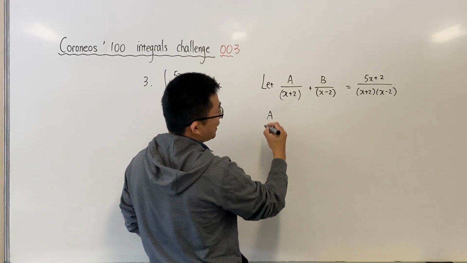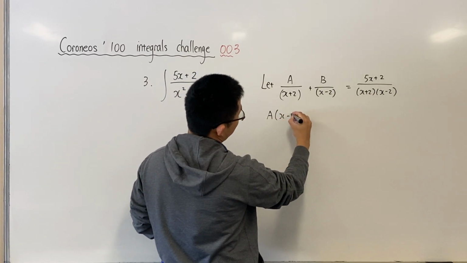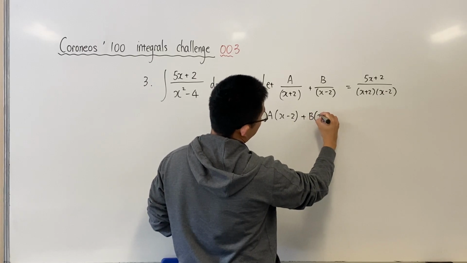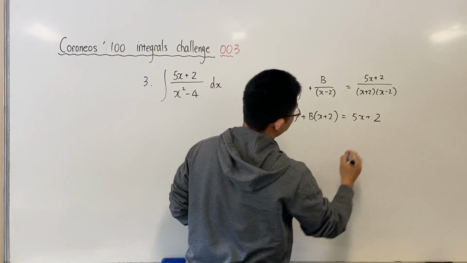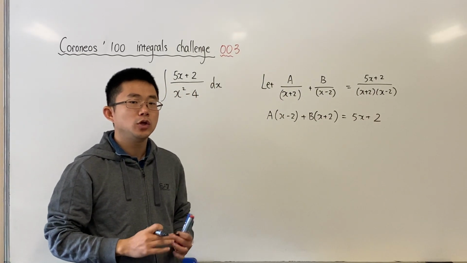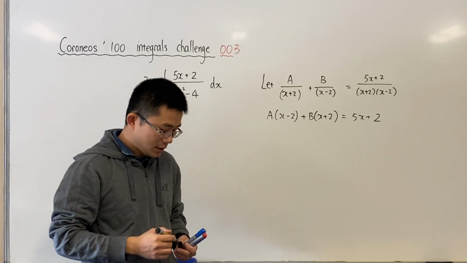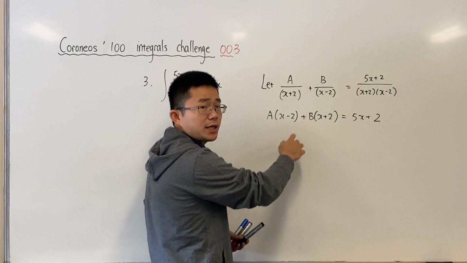All right, we're going to find out what the numerator on the left-hand side is. So A(x minus 2) plus B(x plus 2) is 5x plus 2. All right, so I'm letting the numerator on the left-hand side equal the numerator on the right-hand side. So once we finish that, we are going to do some substitution to work out A and B.